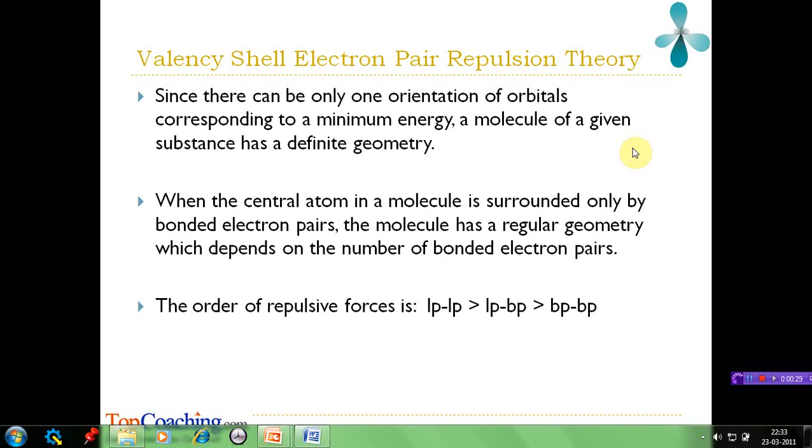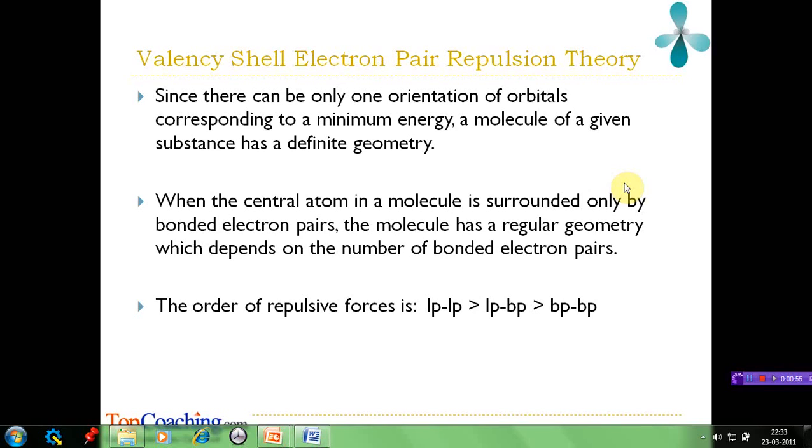Now, when the central atom in a molecule is surrounded only by bonded electron pairs and not by lone pairs, the molecule has a regular geometry or shape, which depends on the number of bonded electron pairs. For example, boron trifluoride or methane. Now, when the central atom has both lone pairs and bond pairs, determining the molecular geometry becomes quite complicated.